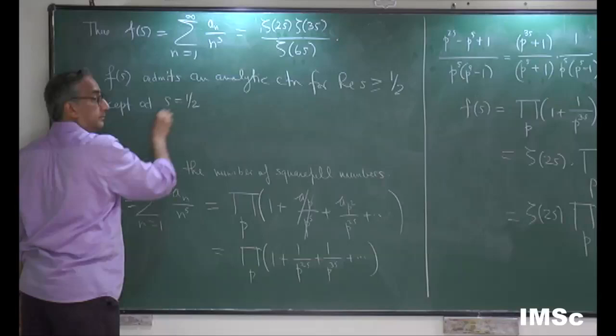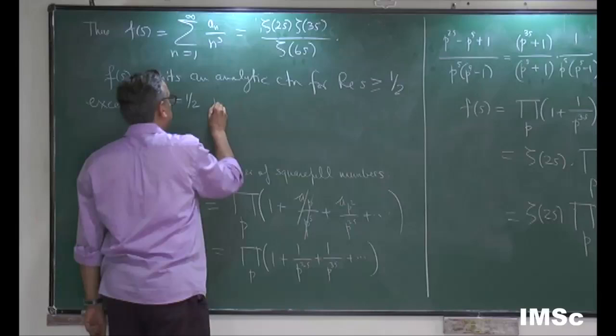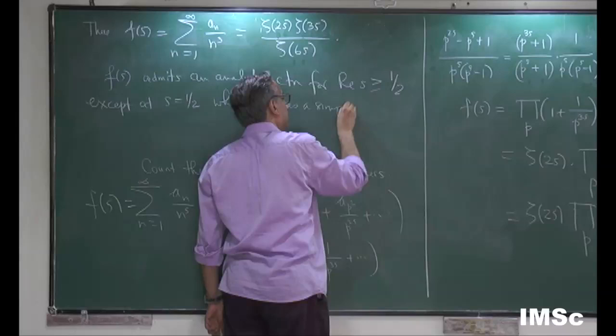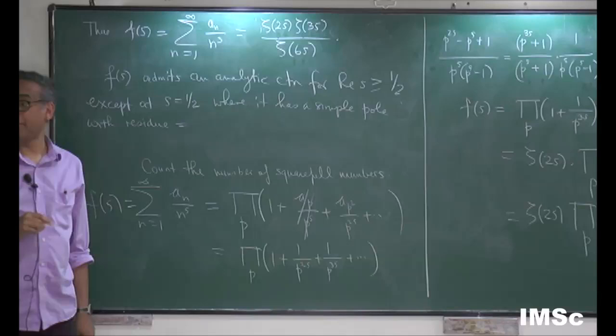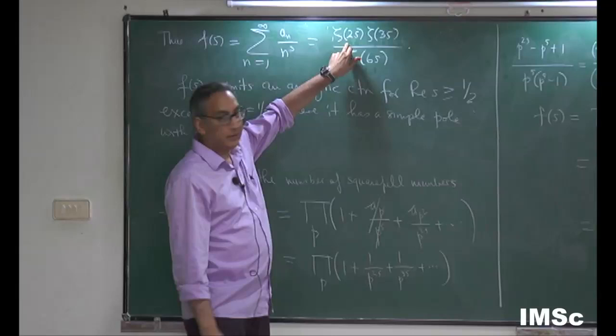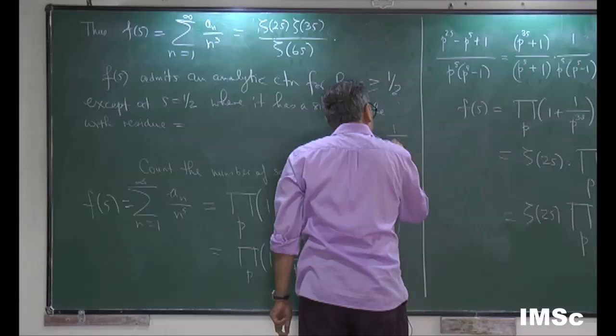Where it has a simple pole, with residue equal to... what's the residue? Well, for zeta 2s, it's 1. Well, it's not quite 1, actually. So see, zeta s behaves like 1 over s minus 1, correct?